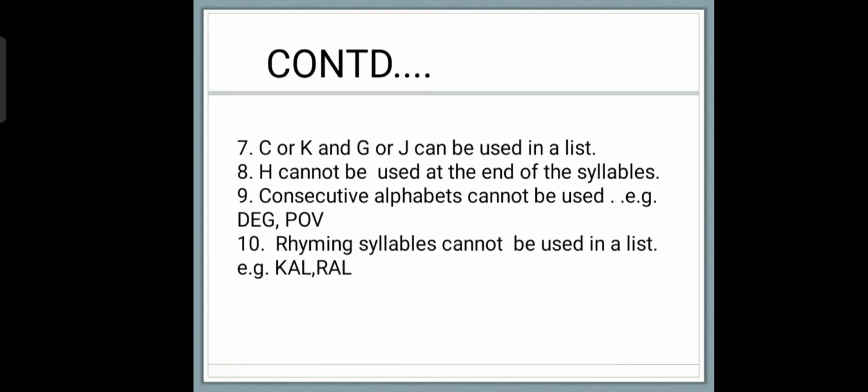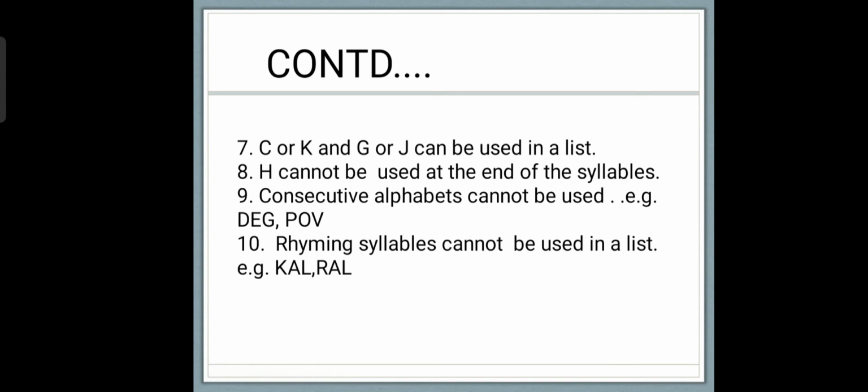H cannot be used at the end of the syllables. That is, like B-U-H, you cannot use. H cannot be at the end of the syllable. Consecutive alphabets cannot be used. Consecutive, it's like, see, D, E, G. This is actually a nonsense syllable, but D, E, A, B, C, D, E. So two consecutive alphabets are coming next to next. So this cannot be used, like POV.